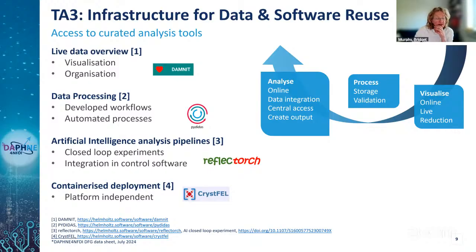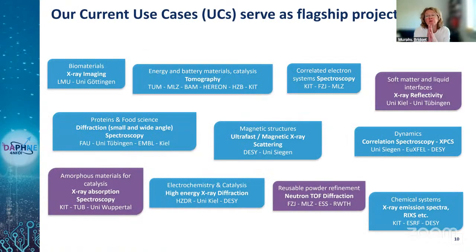Now, these examples are in different use cases, or what we call our flagship projects, going across from biomaterials, X-ray imaging, from tomography with energy and battery materials, correlated electron spectroscopy, soft matter and liquid interfaces, diffraction and spectroscopy, magnetic structures, dynamics, for example, XPCS, X-ray absorption spectroscopy, high energy diffraction techniques, neutron time-of-flight diffraction, and X-ray emission.